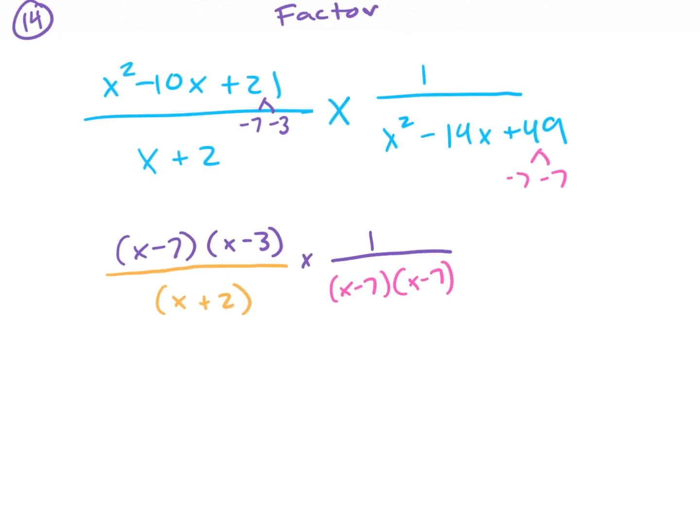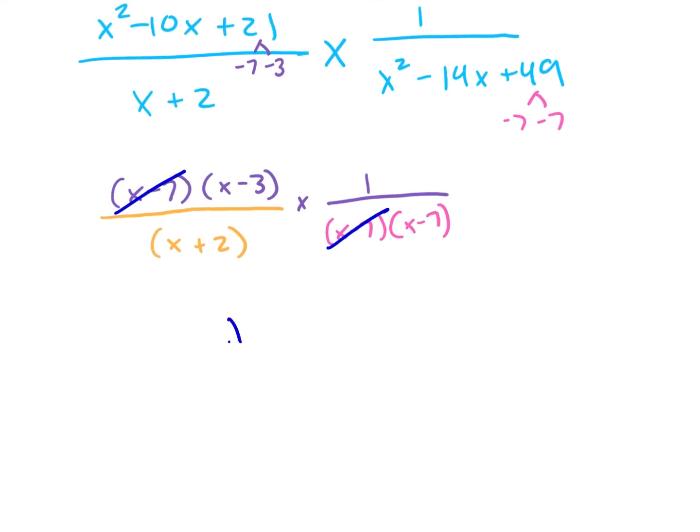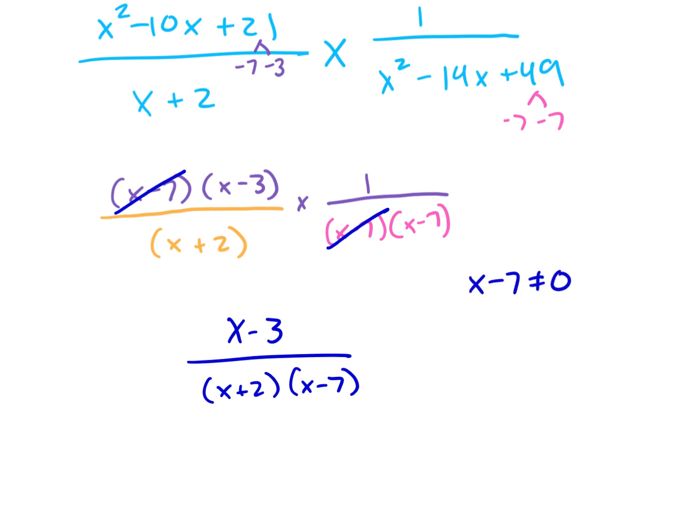What do we do next? Cancel. What cancels? X minus 7. Can I cancel out both x minus 7s on the bottom? No. Only a pair. So only one thing on the top and one thing on the bottom you can cancel. So I am left with x minus 3 over x plus 2 times x minus 7. What else? The domain. So we got to say x minus 7 does not equal 0. Whatever we canceled out does not equal 0. Add 7 to both sides. So what does x not equal? 7.